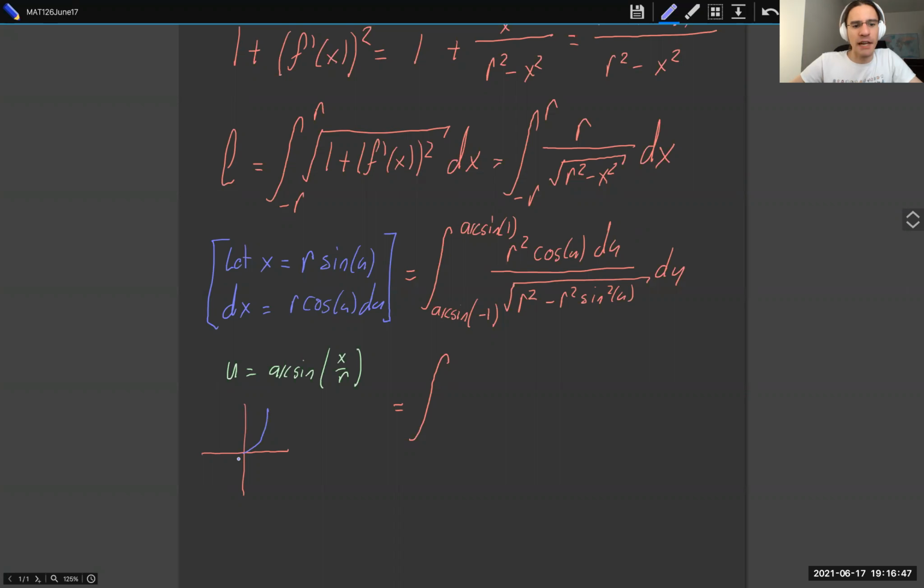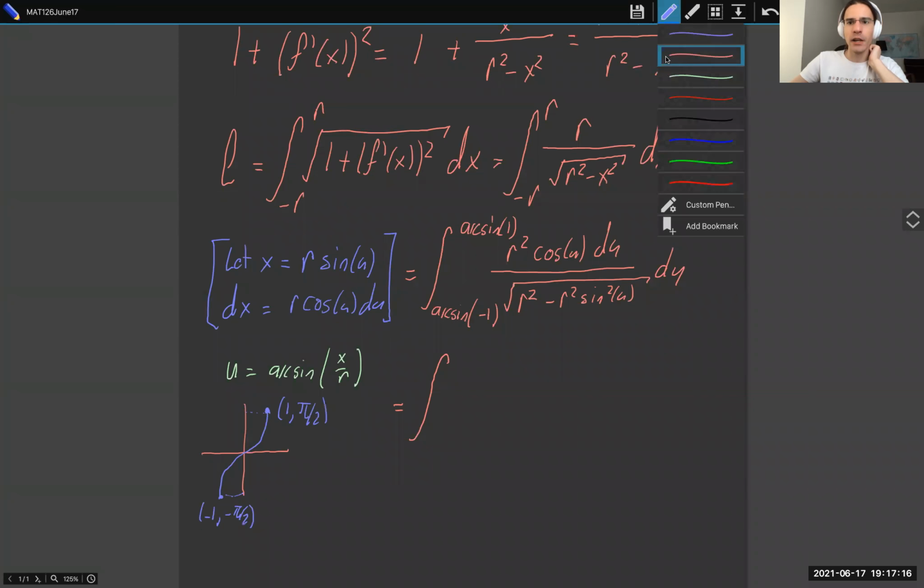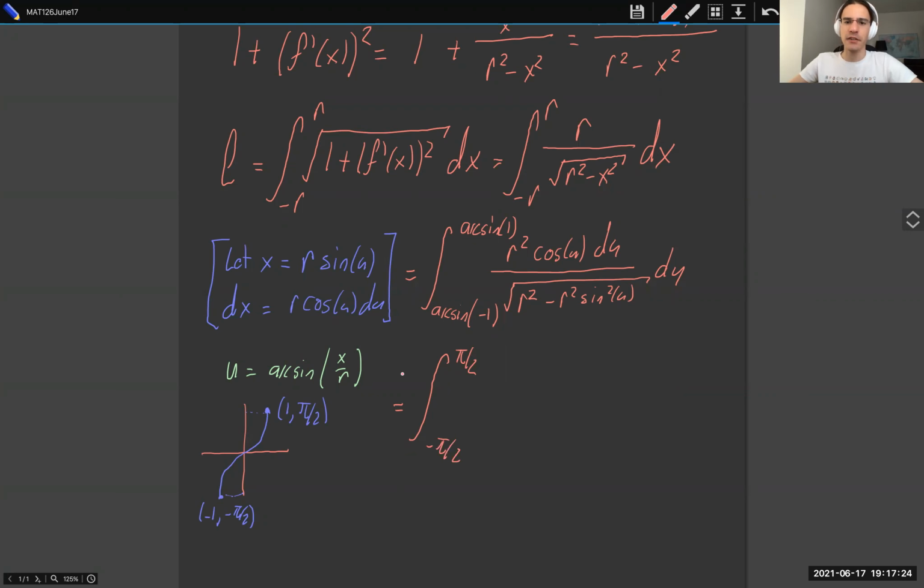So arc sine is the reflection of the graph of sine in the 45-degree line. And if we look at this point, this is the point 1 comma, and then what is this angle at which sine is 1? Is it pi over 2? Exactly. Good job. And then this point is -1 comma minus pi over 2. So arc sine of 1 is pi over 2. And this bound is minus pi over 2. And we did the exact same thing last class when we were calculating the area of a circle.